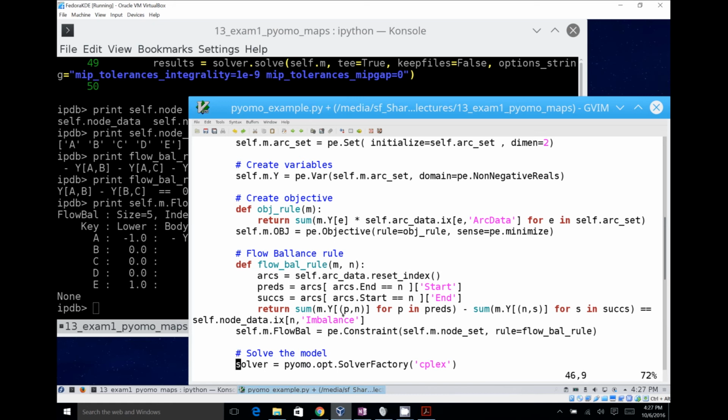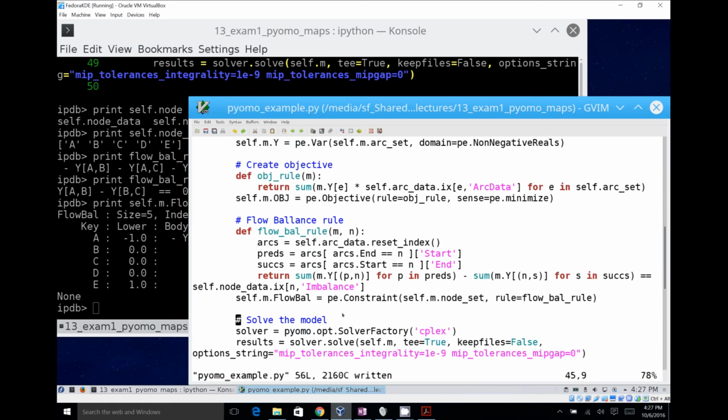Okay, so now we're done with the model because we've specified an objective function, we've specified some constraints, but we haven't solved it. And if you recall, Pyomo isn't a solver. It's not going to actually solve a linear program. All it does is it builds it and then passes it to a solver. So let's see how we can use Pyomo to pass things to a solver.